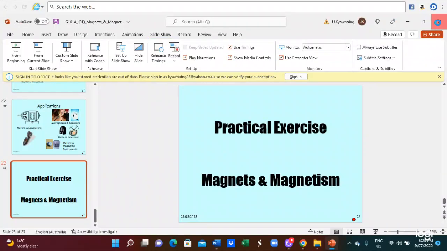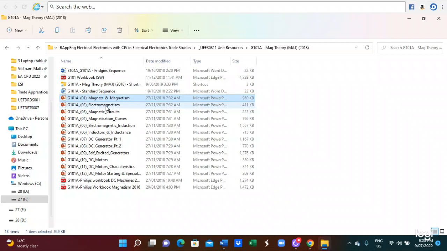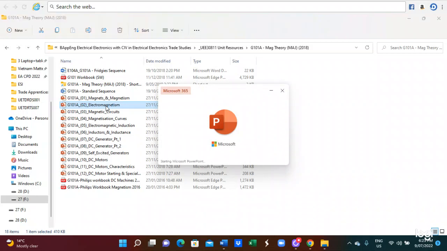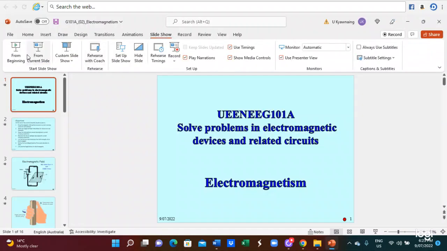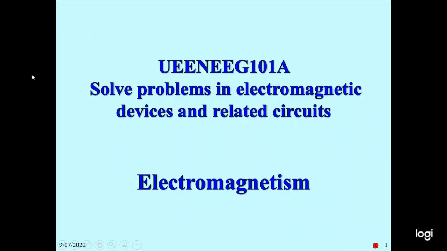The next program, lesson 2. We are also talking about electromagnetism. So that we talk about electromagnetism.